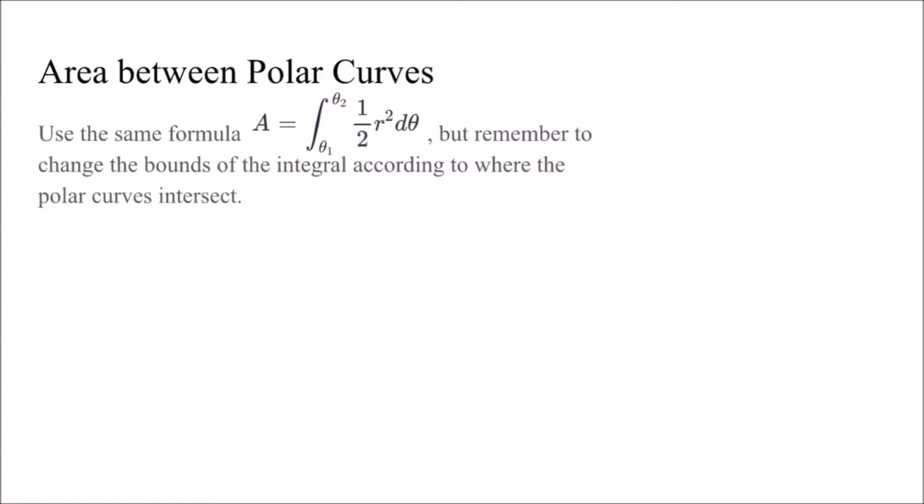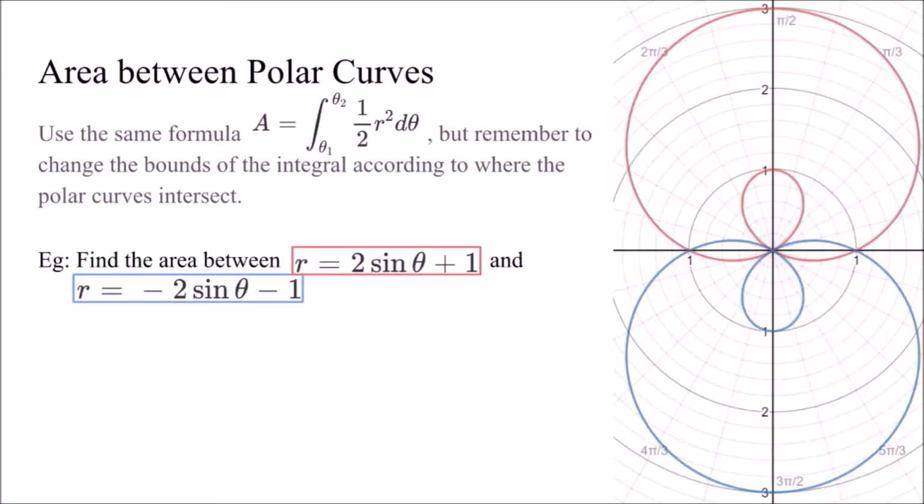Now that we've found the area inside of a polar curve, to find the area between two different polar curves, we have to use the same formula, but remember to change the bounds of the integral according to where the polar curves intersect. An example of this: find the area between r equals 2 sine theta plus 1 and r equals negative 2 sine theta minus 1.